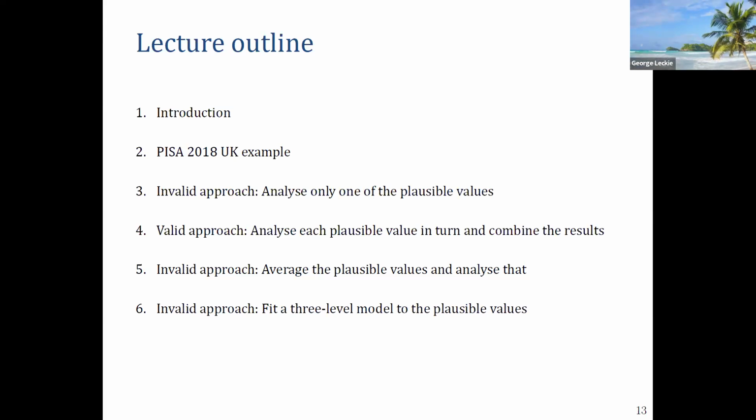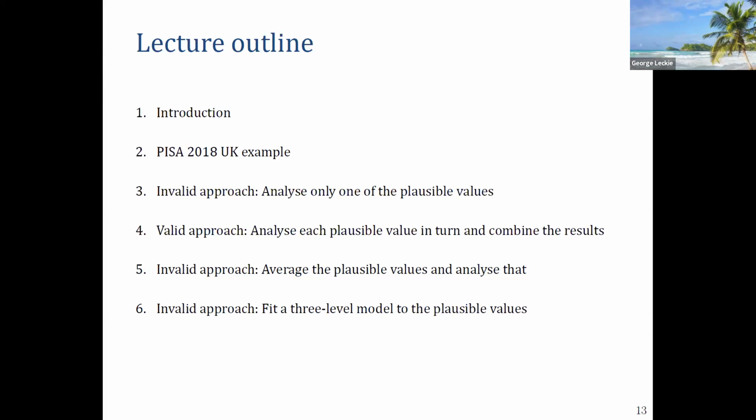If you read the literature, people do different things, and there are a number of invalid approaches, some worse than others. One approach is to only analyze one of the plausible values, the first one. We'll look at that. Then that will lead us into the valid approach, which is to repeat your analyses separately on each of the 10 plausible values. You'll get 10 sets of results for your regression model. You then need to combine those results using Rubin's rules, which have been developed for analyzing multiply imputed data. We'll look at that and I'll explain it in a bit more detail.